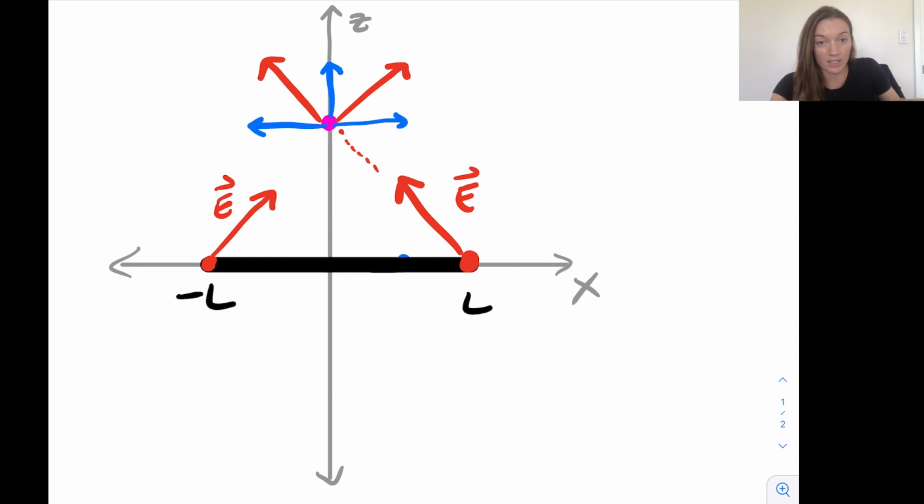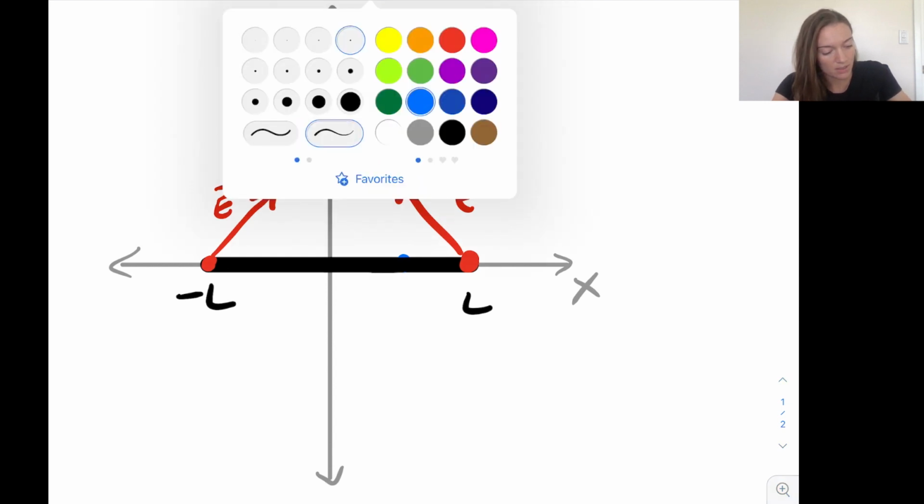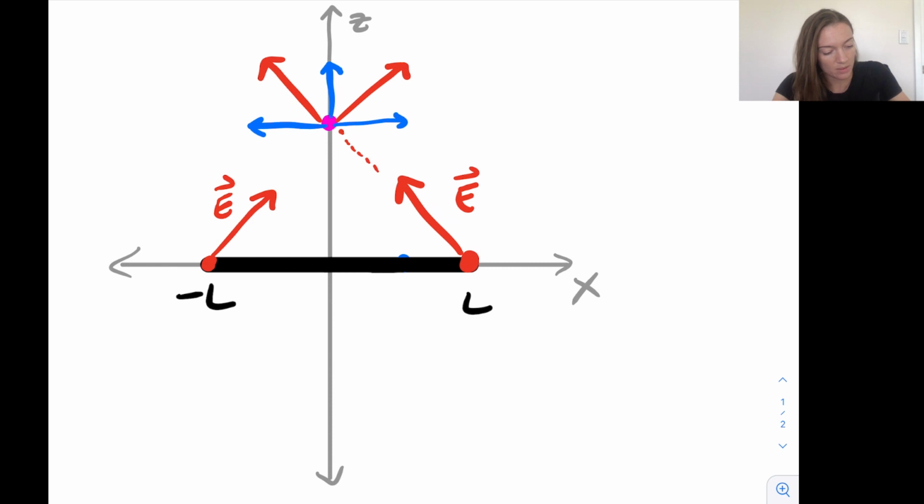I can see the horizontal components are going to cancel, right? Because the horizontal component of this one is in this direction. The horizontal component of this one is in this direction. And the vertical components are in the same direction. So I can see that the horizontal components are going to cancel and the vertical components are going to add. So this component will cancel out. And this component will cancel out. And then all I'll be left with is this vertical component that I have to worry about.